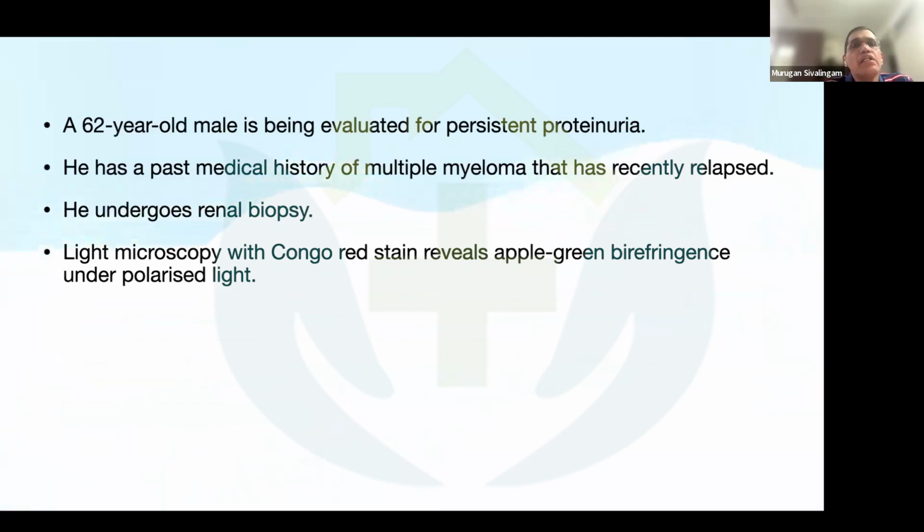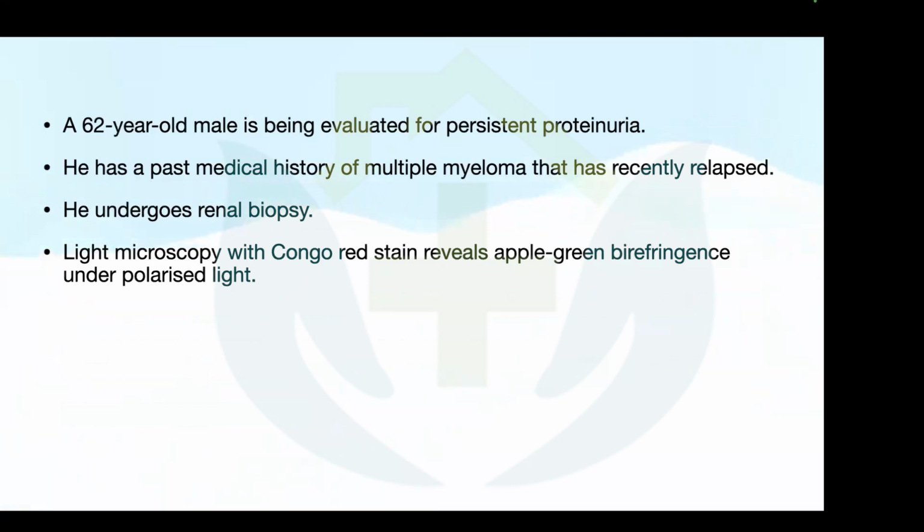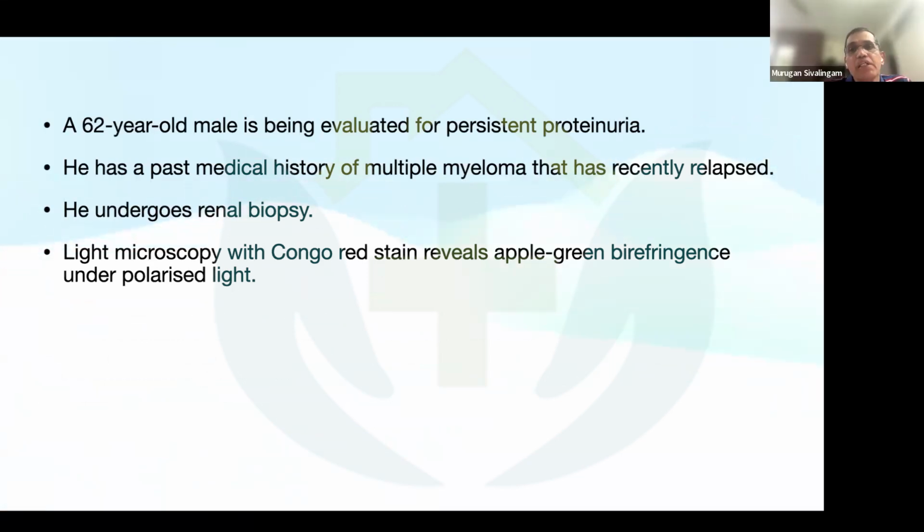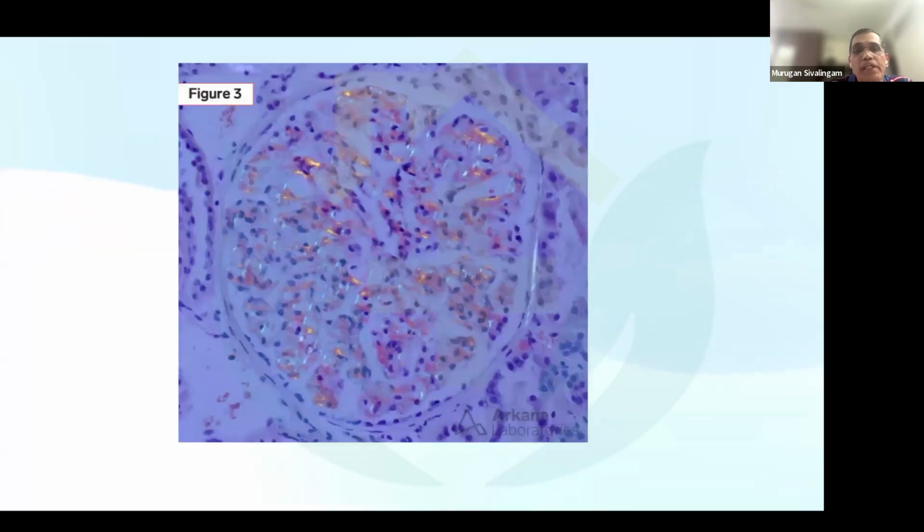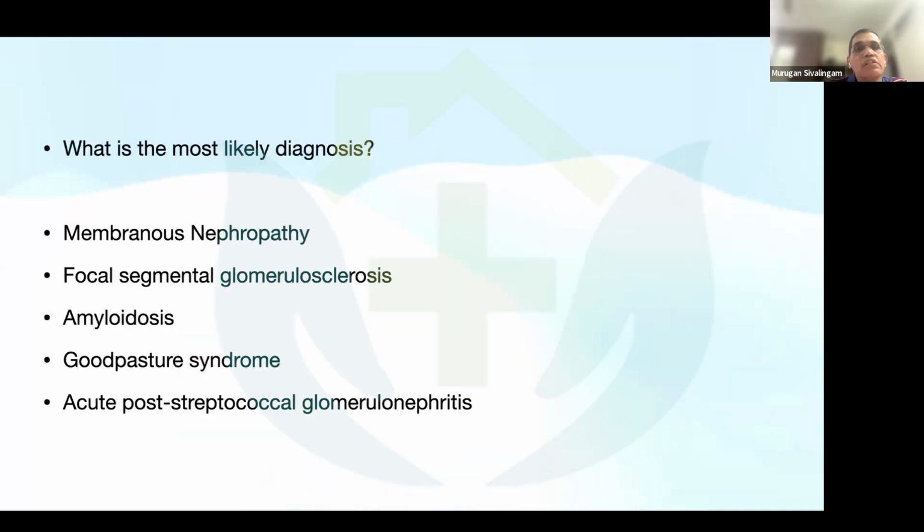Next question: a 62-year-old male is being evaluated for persistent proteinuria. He has a past medical history of multiple myeloma that has recently relapsed. He undergoes a renal biopsy, and light microscopy with Congo red stain reveals apple-green birefringence under polarized light. Relatively easy question, actually. So this is what a typical biopsy under polarized light would look like in this condition. And what is the most likely diagnosis?